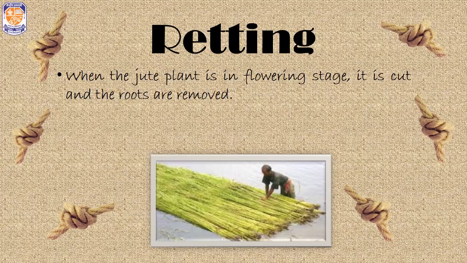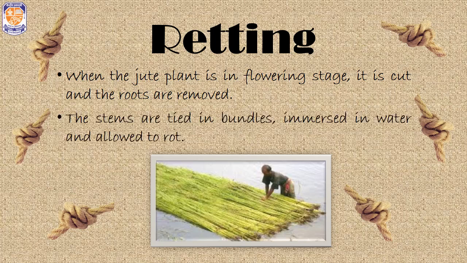So when the jute plant is in flowering stage, it is cut and the roots are removed. Flowering stage means when the jute plant begins to grow flowers, that is the time when it is considered as matured. So then the stems are cut, the roots are removed from them, and the stems are tied in bundles and then immersed in water, which is then left for at least 10 to 15 days to rot.